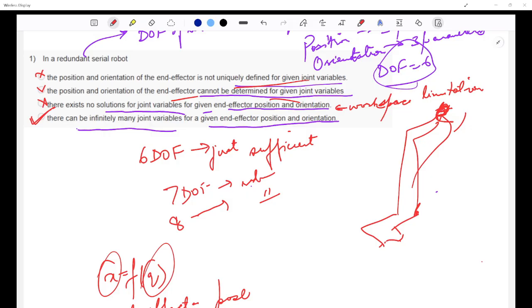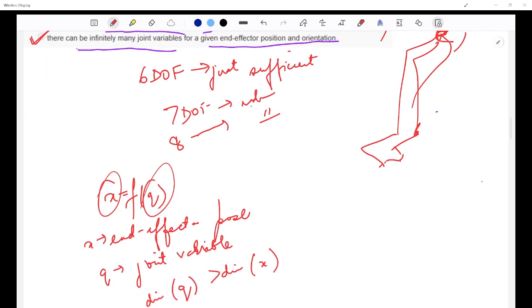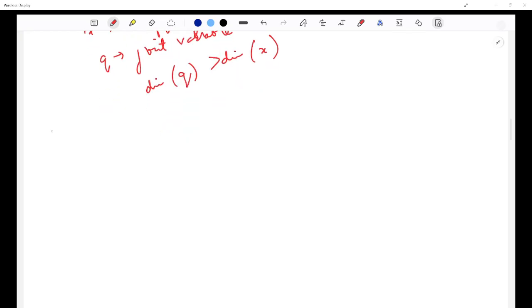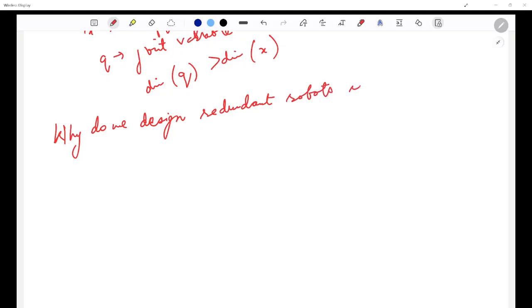Why do we design redundant robots if 6 DOF is enough? Any answer to this question? Why do we do it?